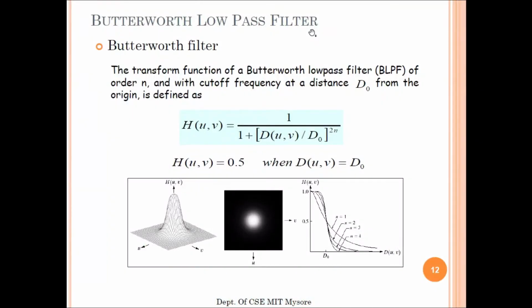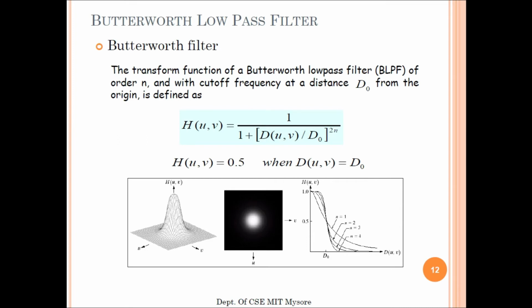Okay, just now I explained the Butterworth low pass filter method. In the Butterworth low pass filter, the function H(u,v) is equal to 1 divided by 1 plus [D(u,v) divided by D0] to the power of 2n. Here the transformation function is the Butterworth low pass filter of order n, so it depends upon the order n and the cutoff frequency. H(u,v) is equal to 0.5 when D(u,v) is equal to D0. I already mentioned the output depends upon the order value.